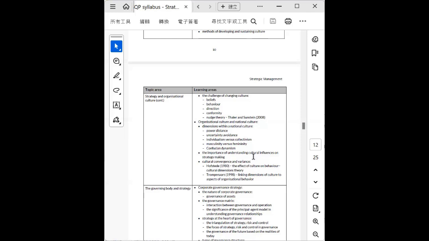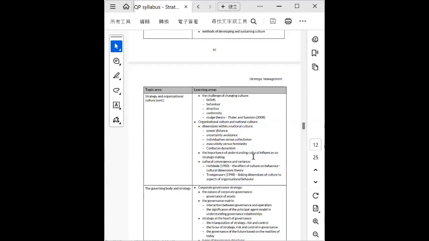Maybe we look at a little bit more detail about these different terms. So beliefs are your deeply held assumptions and values that shape how people will interpret their work and the organization's purpose. So you have to look at what are the beliefs in the company, what are the beliefs of the leaders. Changing beliefs is difficult because they're often unconscious and emotionally rooted.